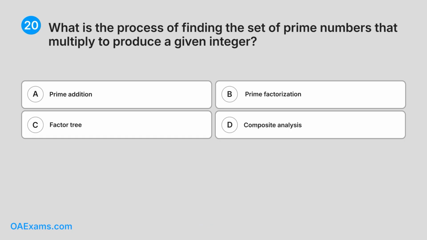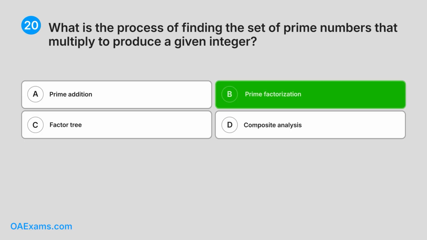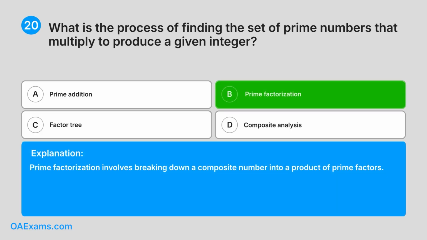Correct answer. B. Prime factorization. Explanation. Prime factorization involves breaking down a composite number into a product of prime factors.